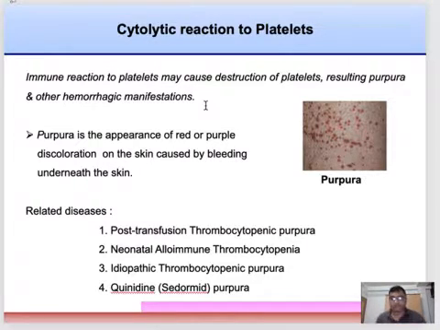And if blood leaks, it looks like this, the red spots in the skin. This is called purpura, and related disease. These are some examples of the cytolytic reaction to platelets diseases, such as post-transfusion thrombocytopenic purpura, neonatal autoimmune thrombocytopenia, idiopathic thrombocytopenic purpura, and quinidine purpura, drug-induced purpura. So in the next slides, I'll talk about these diseases.